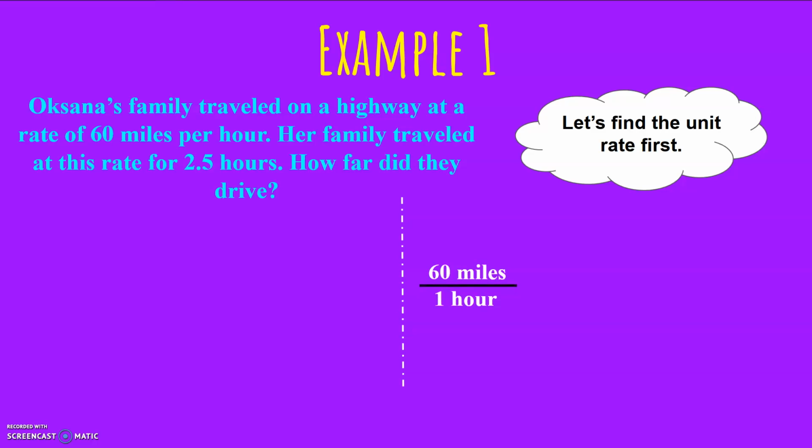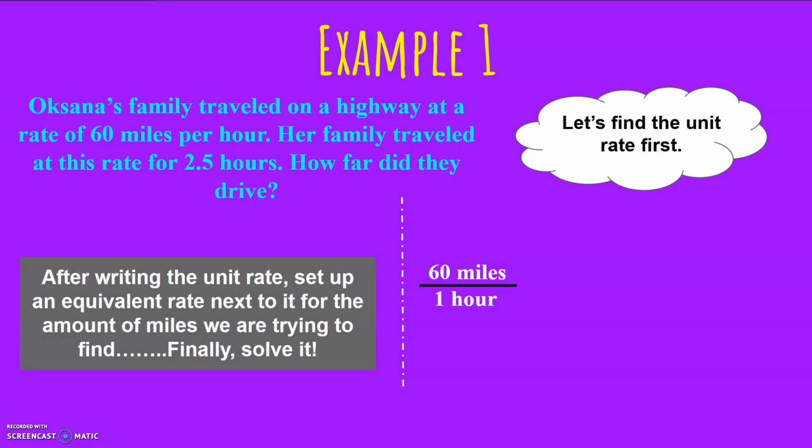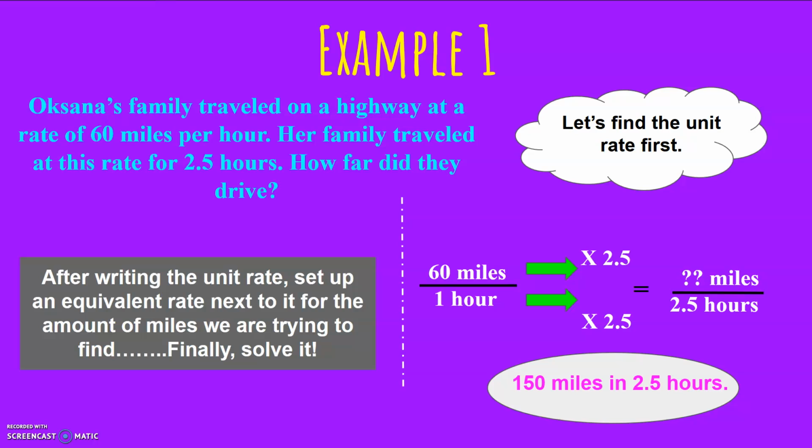They're traveling 60 miles per hour, which is the unit rate, 60 miles per hour. After writing the unit rate, set up the equivalent rate next to it for the amount of miles they are trying to find. So, how many miles did they travel in 2.5 hours? How do we go from 1 hour to 2.5 hours? Well, we multiply by 2.5. Same thing we do to the bottom, we do to the top, and we get 150 miles in 2.5 hours.